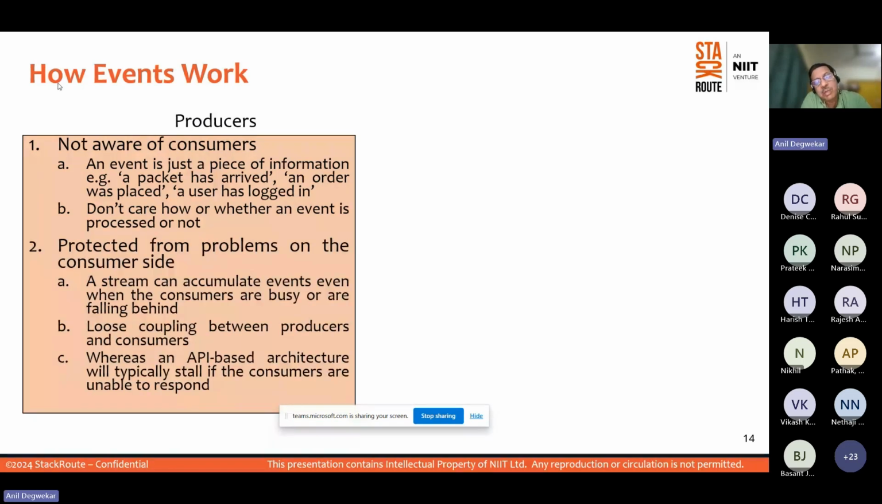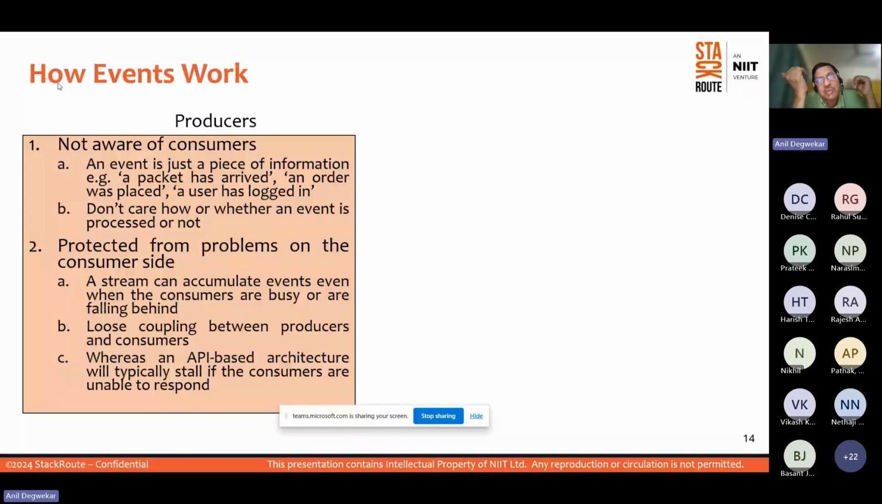They are also protected from problems on the consumer side. Remember, the real time nature of the stream is such that they really don't have time to look at consumers to see whether consumers are really analyzing my events or not. It's not their job. Their job is to just pick up information from the external world, IoT or social media or weather or whatever may be the case, capture that event in their own local database, push it into the event stream, and they're done, and they just take the next job, right? The stream can accumulate events even when consumers are falling behind, because the stream will have enough capacity to buffer events. Maybe the consumers can catch up, right? So basically there's a lot of loose coupling between producers and consumers.